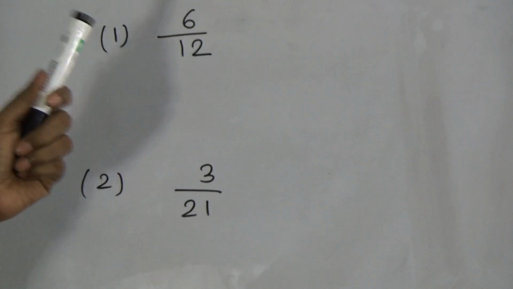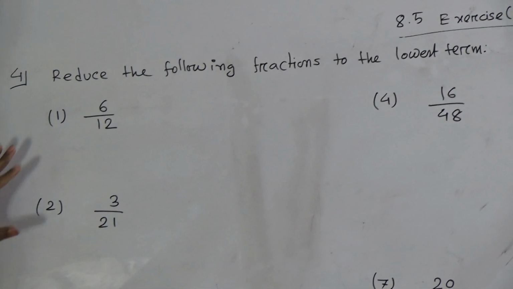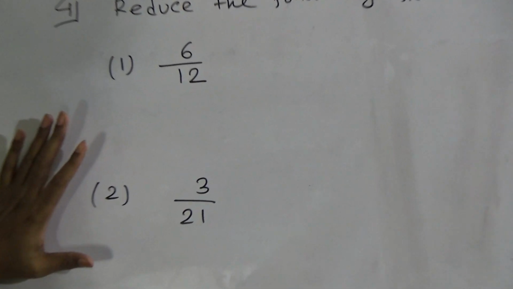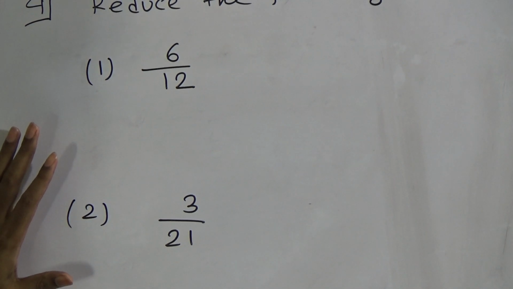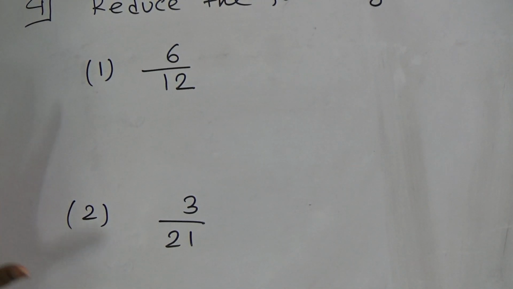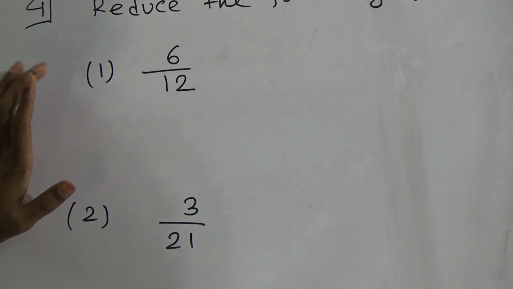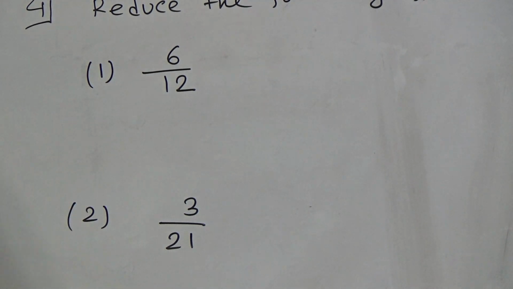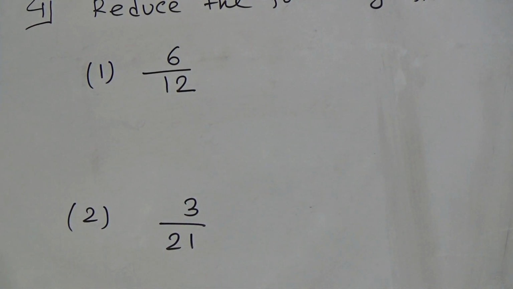Question number 4. Reduce the following fractions to the lowest term. Student, this is very important for the upper class, for class 5, 6, 7. At first, I will select one number. Look, 6 by 12. Now you have to reduce it. Okay student, please keep attention.